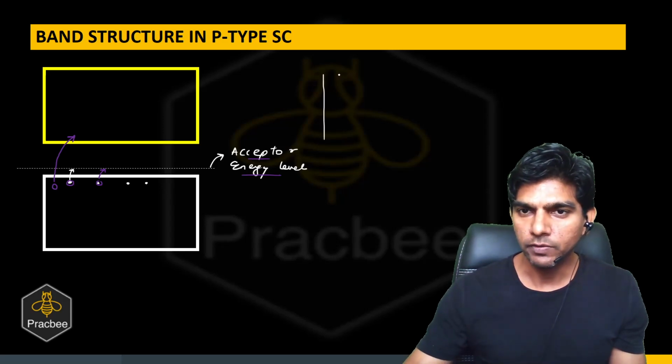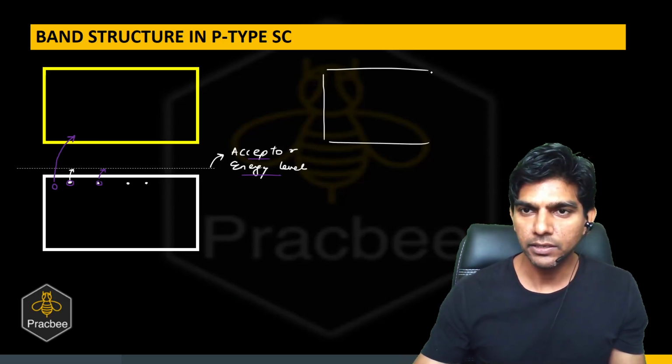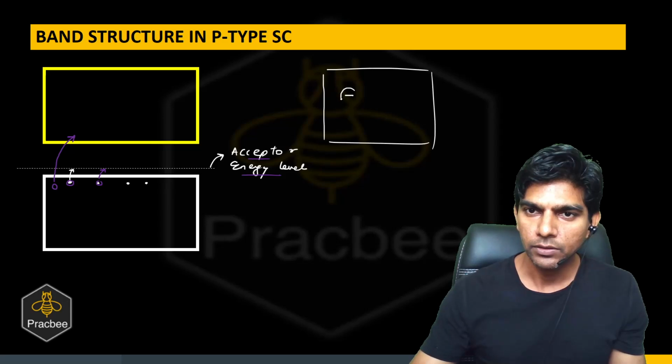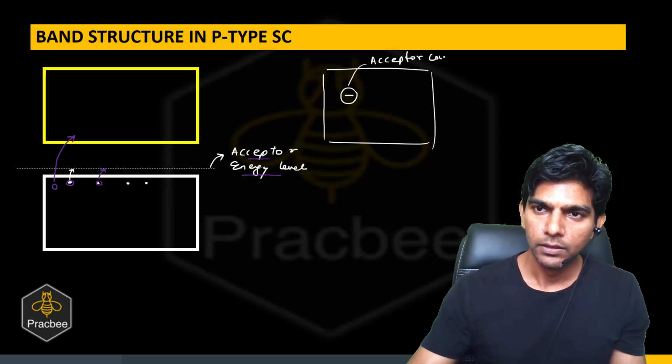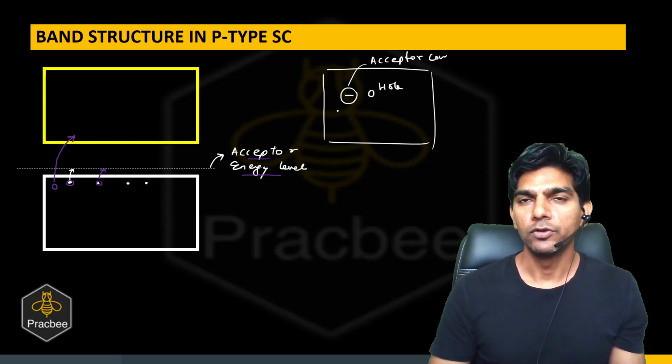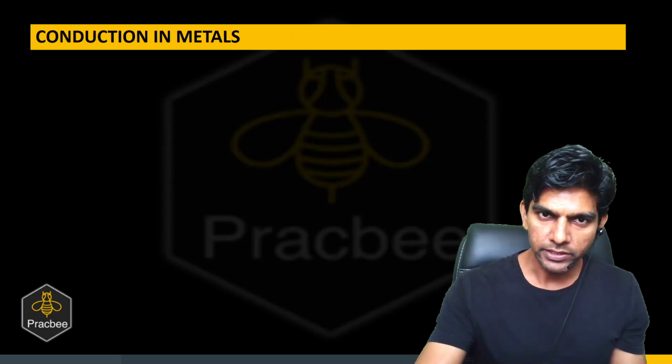And there is one more way to show p-type semiconductor, where we show an acceptor core, right? So this will be the acceptor core, and I can also show a hole. This is the hole. I hope the band structure is clear to you. Now let us move to the next section.